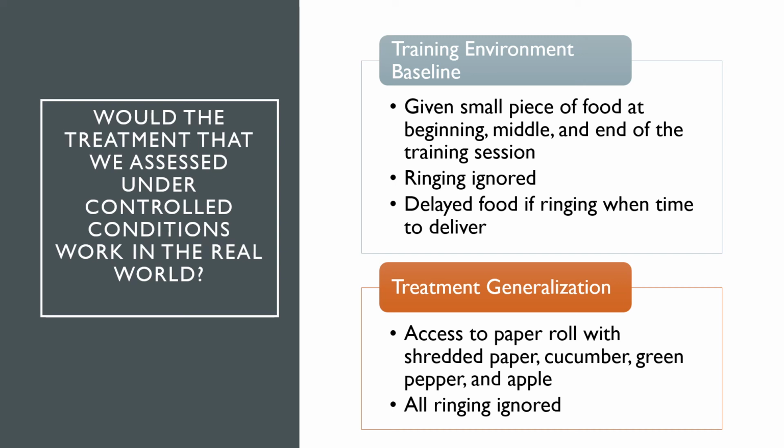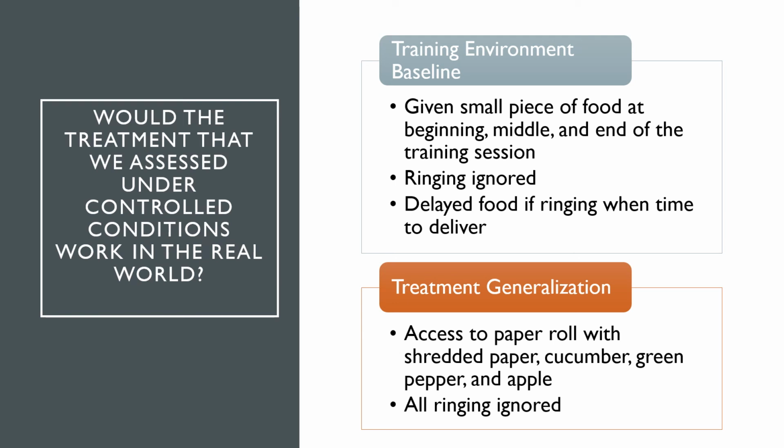In baseline, I gave Kensington a piece of food at the beginning of the session, when I was about to work with a second pair of animals, and then at the end of the session. If Kensington was ringing his triangle at the time I was to deliver food, I inserted a delay before I delivered the food. All triangle ringing was ignored, and baseline data were collected for a total of 8 sessions.